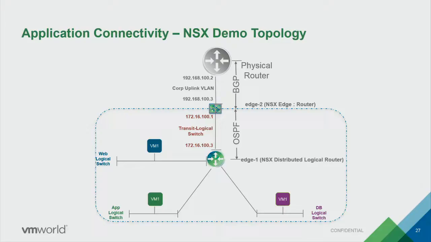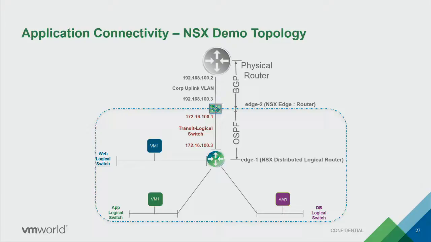What I've done here is I've configured OSPF between my edge 1 and edge 2, and they exchange routes over OSPF. However, I'm using BGP when it comes to the edge 2 beyond to the physical network. And what I expect here is that my physical router sends a default route down into my edge 2, and this edge 2 then redistributes the default route into OSPF into edge 1. And I should have connectivity to my VMs, right?